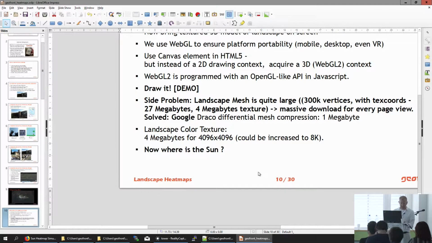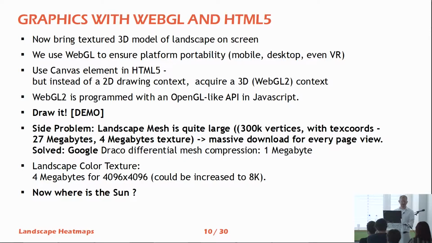What happens then? After we have obtained this 3D model, we want to bring it to the screen and display it in our own application. So I've chosen WebGL to ensure platform portability. Of course, you can use any other 3D API. I like that because you can use it on mobile, desktop, and even VR. There's actually a link where the application can be found, and it even runs on the cell phone.